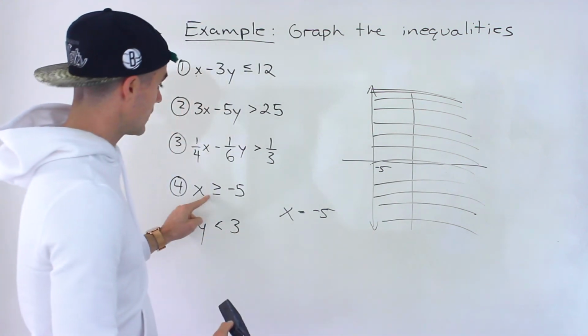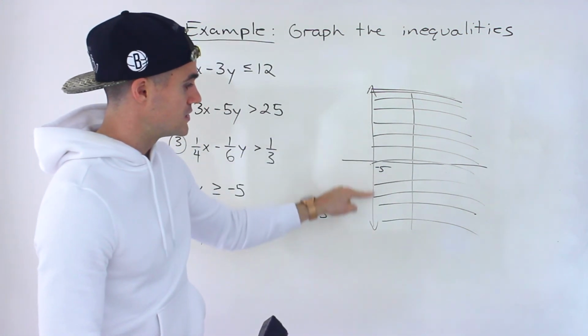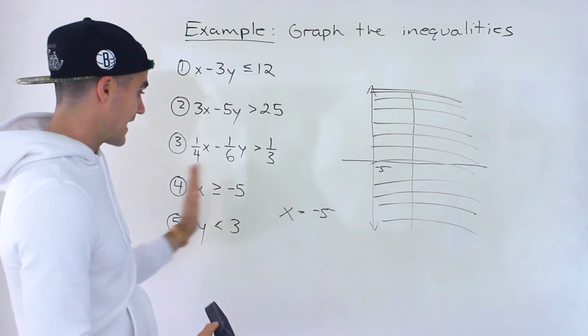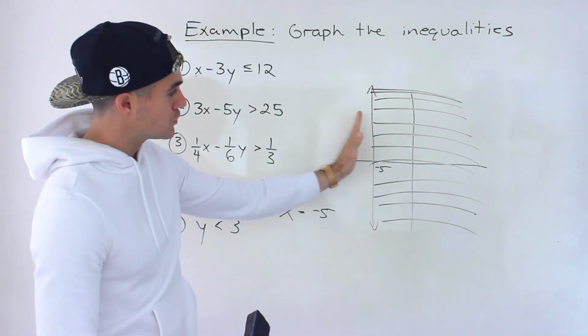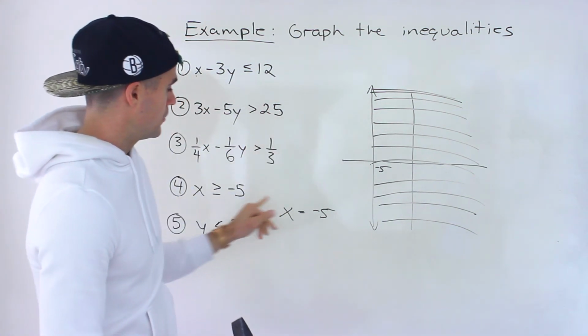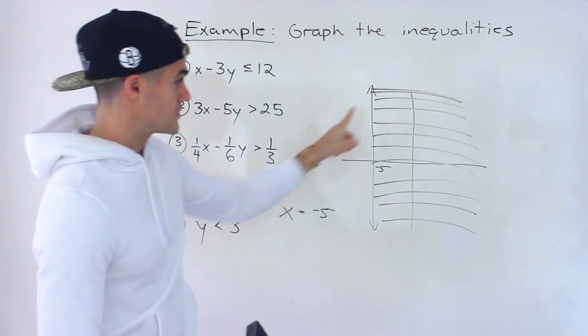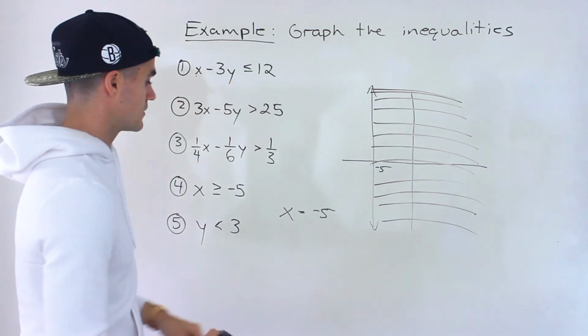If it was greater than negative 5, then this here would be a dotted line. If it was less than or equal to negative 5, the region would be shaded over here. But it's greater than or equal to negative 5, so it's basically this region right there.